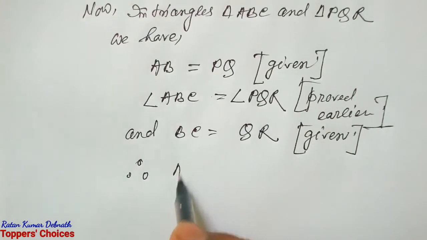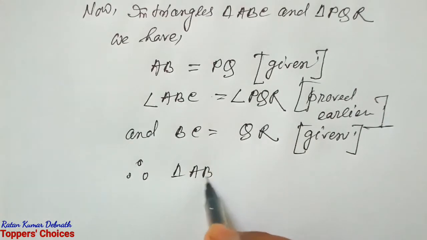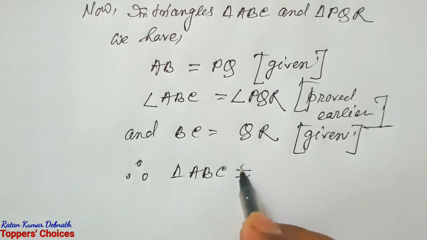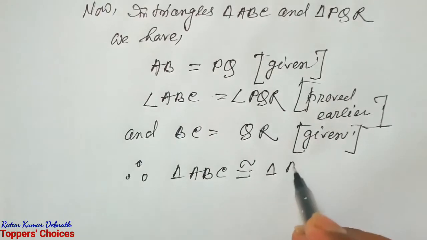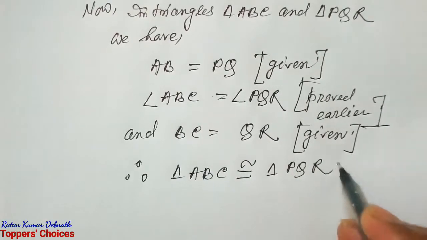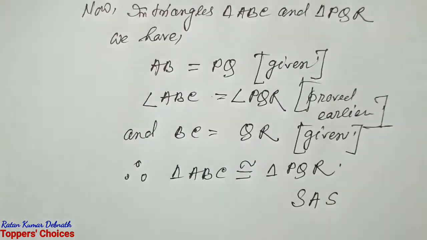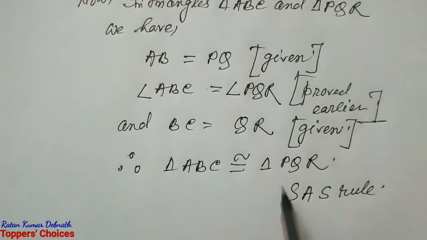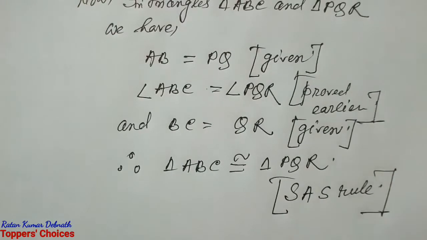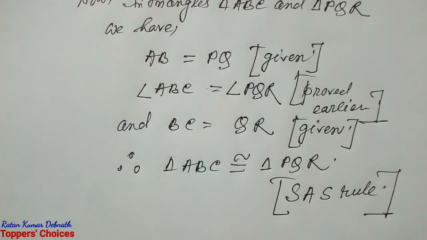Therefore, triangle ABC is congruent to triangle PQR, SAS congruence rule. Thus, we can prove the second part of this question.